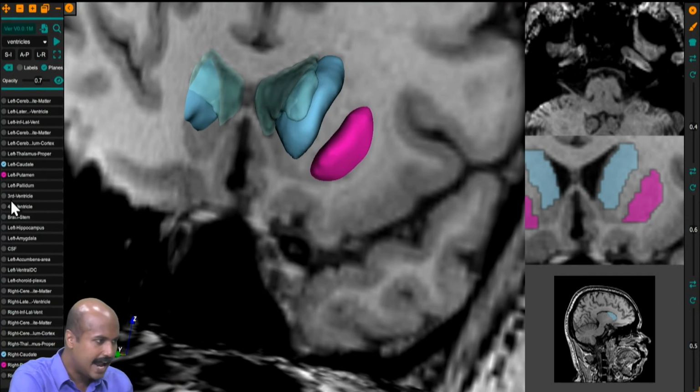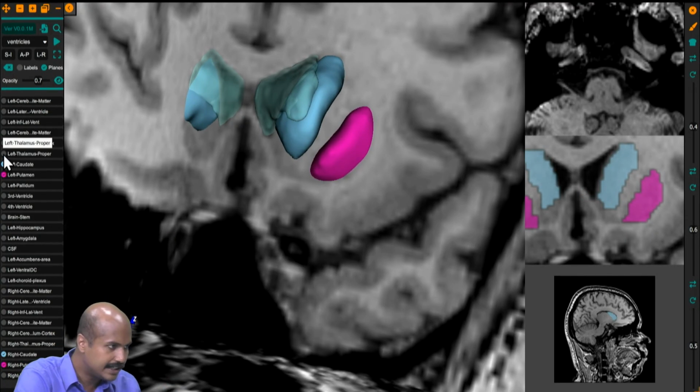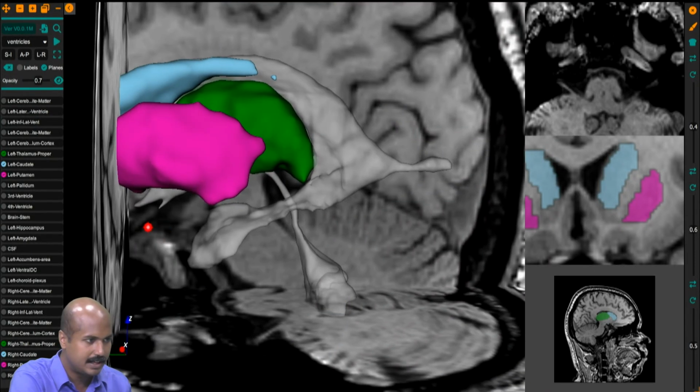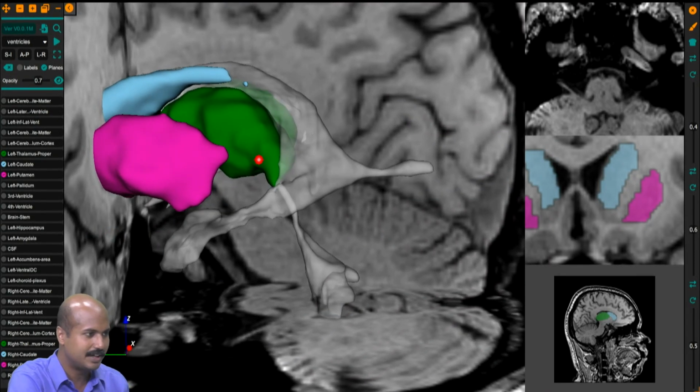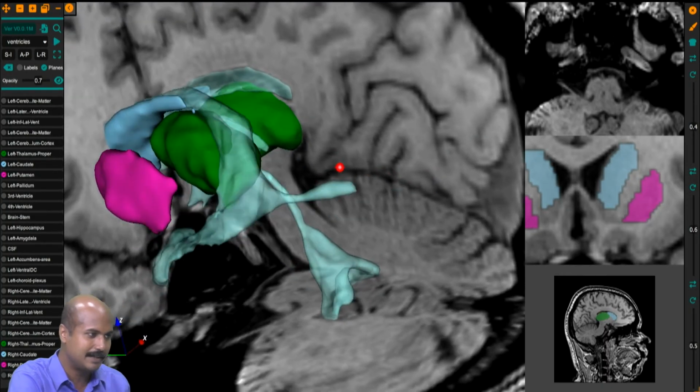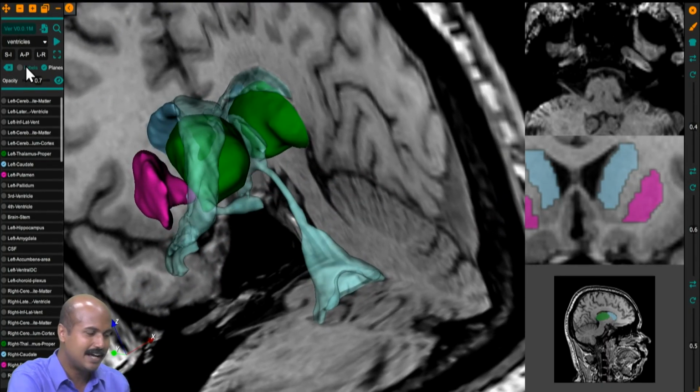Now I am just adding the left and the right thalamus. I am adding the left thalamus here. I am adding the right thalamus here. The thalamus, let us have a look at the thalamus. Yes, this is the thalamus. Look at the thalamus now. The thalamus is having a green color in this segmented image. Look how the thalamus is related.